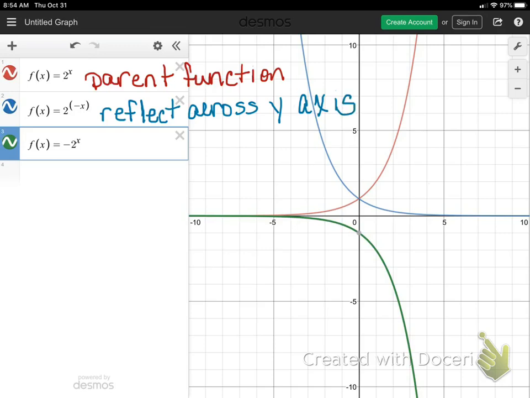Okay. Now, the green graph, I've got a negative in front of my base. Now, the negative is not part of my base. The negative is not being raised to the exponent. The negative is just in front of it. Okay? What happens when the negative is in front of my base? I reflect across the x-axis.